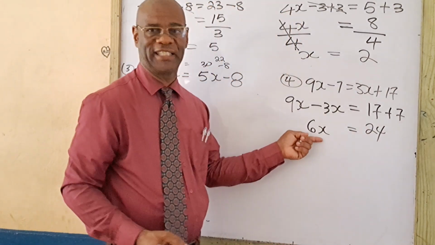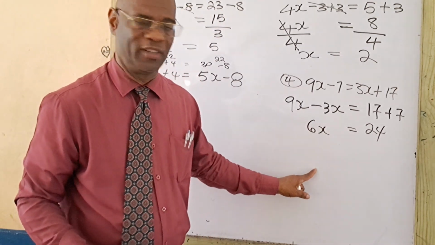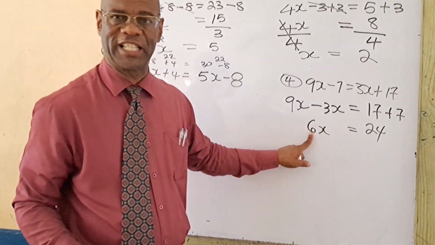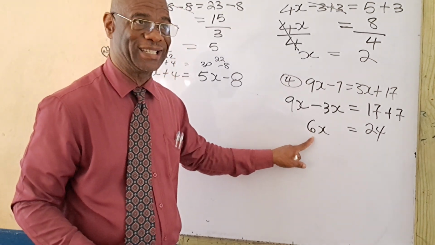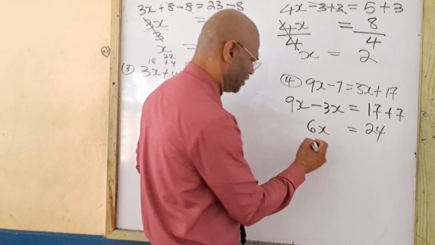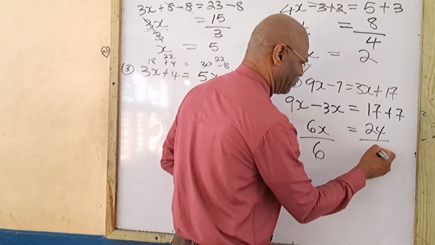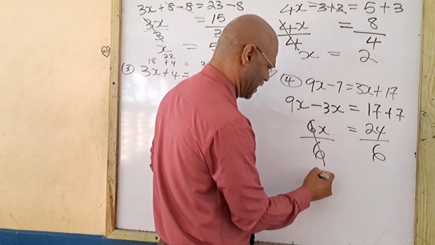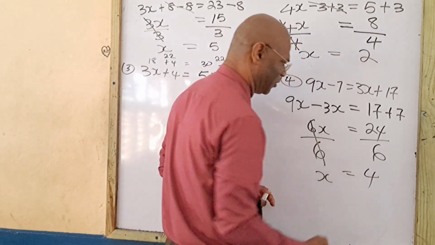So we now have 6 times the number equals 24. In order to find that number, we must divide both sides by 6 because we need to get rid of the 6, which is saying 6 times x. So 6x divided by 6, 24 divided by 6, x is equal to 4. 6 4s are 24.